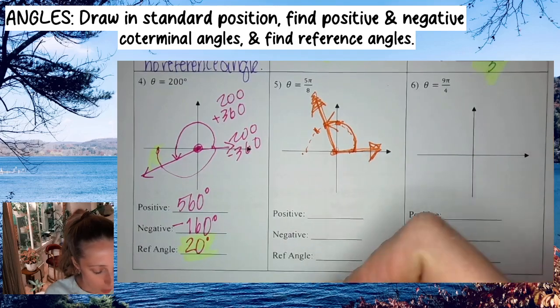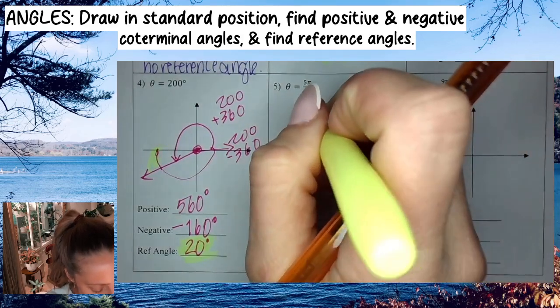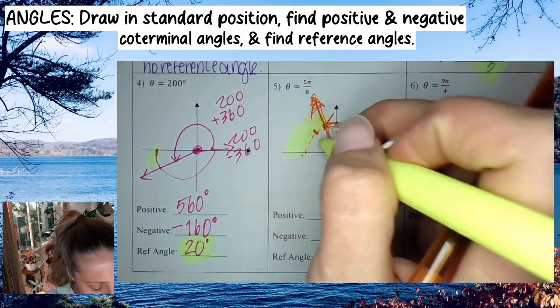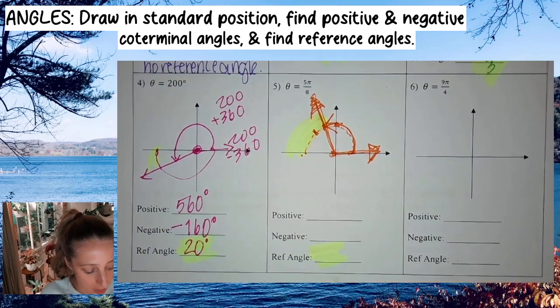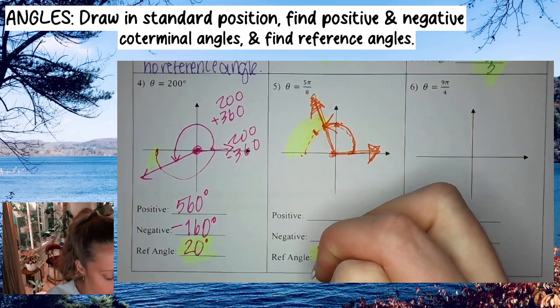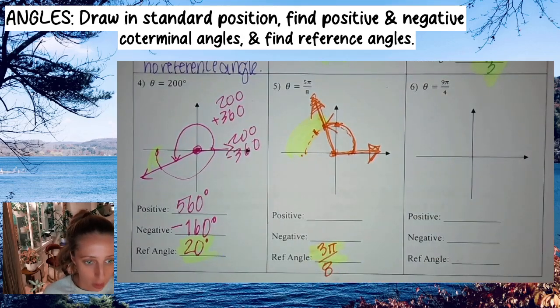Now before I even keep going, I find the reference angle to be very easy to do. If that was 5 pi over 8, my reference angle is the distance between my terminal side and the closest x-axis. 5 pi over 8 to 8 pi over 8, well, that is simply 3 pi over 8. Oops, 8, sorry. Okay, done.